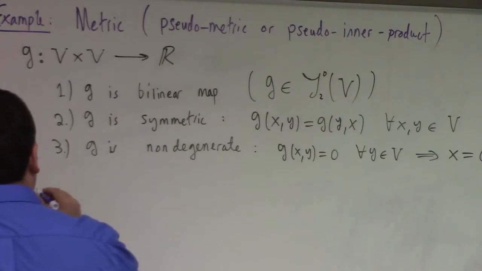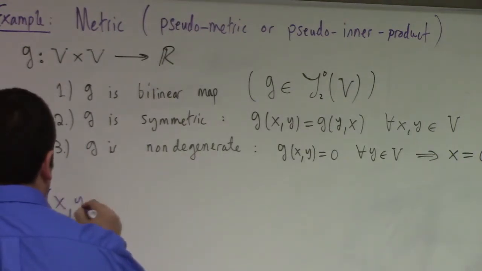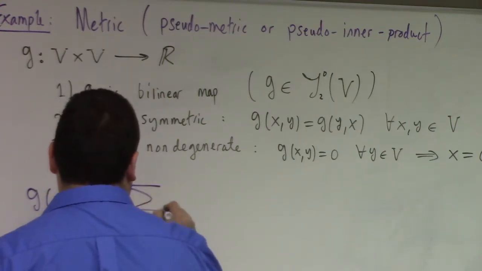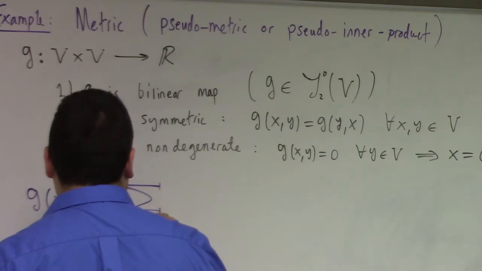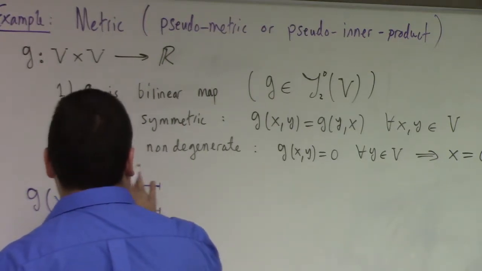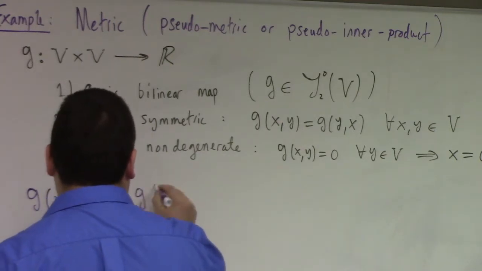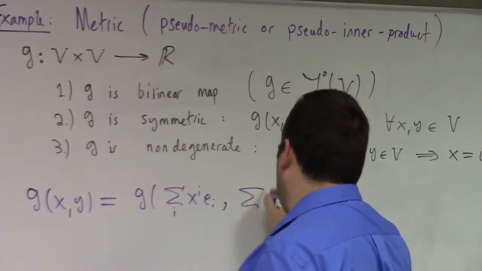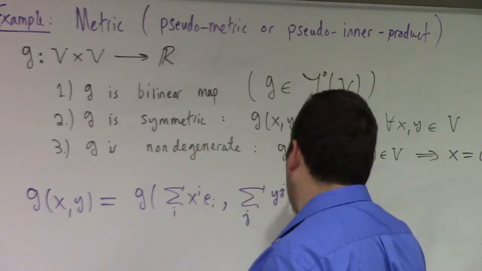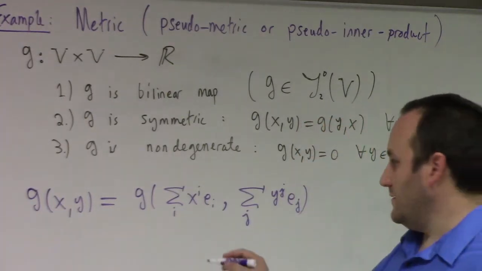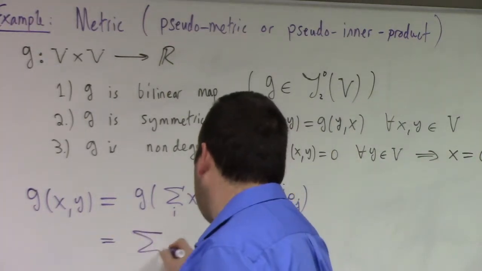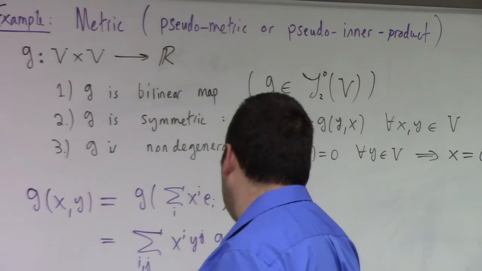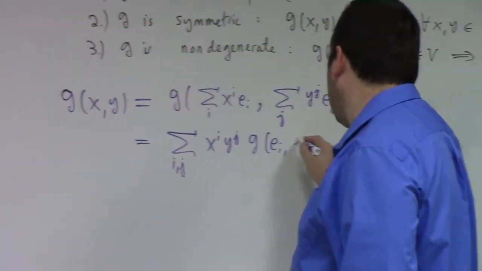Now, we can write G as follows, right? G of xy is equal to, by the calculation I went through last time, I'll go through it again. G of the sum over i of x upper i, e lower i, and the sum over j of y upper j, e lower j, right? Bilinearity allows me to pull out the sum over i and j and the components x upper i, y upper j, and I'm left with G of e_i, e_j.